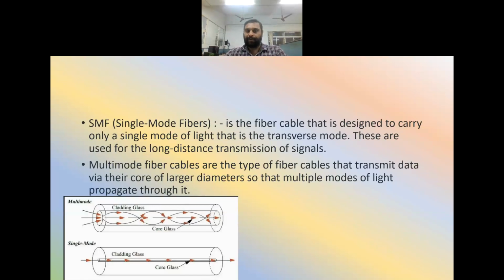One is the single mode fiber and another one is the multi-mode fiber. Single mode fiber is the fiber cable that is designed to carry only a single mode of light, that is the transverse mode. A mode we can consider as the light path. In the single mode fiber, there will be only a single mode propagating along the fiber. In the case of multi-mode, there will be different paths through which the light will be transmitted from one end to the other end. The multi-mode fiber has a higher core diameter and the single mode has a smaller diameter. So it is much more difficult to launch light into the single mode fiber compared to the multi-mode fiber, and the light gathering capacity will be more for the multi-mode fiber.